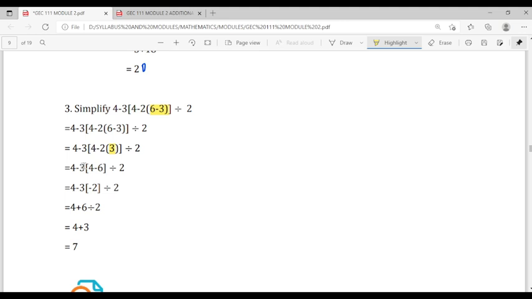We also copy the remaining, the numbers and operations we have not touched yet. Then, we have 4 plus 6 divided by 2. Or 6 divided by 2, we have 3. Then, add them, we have 7.